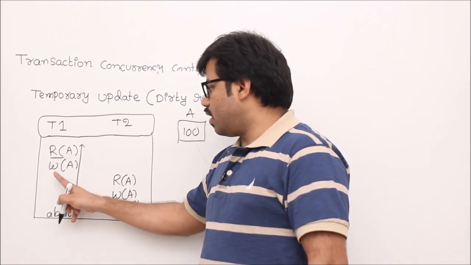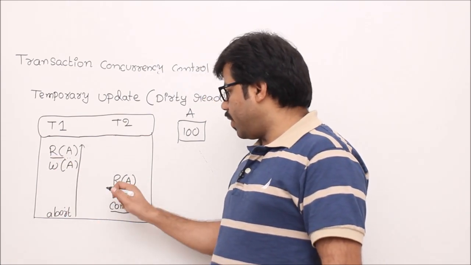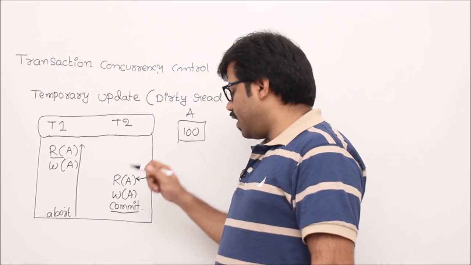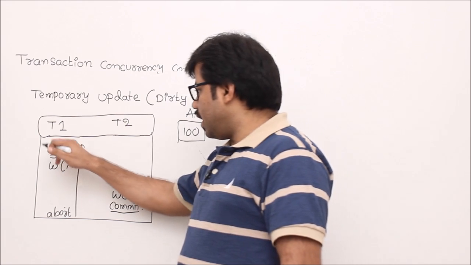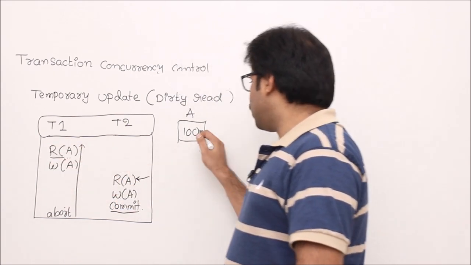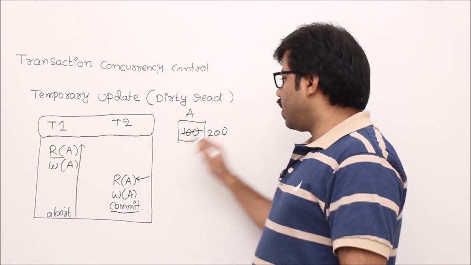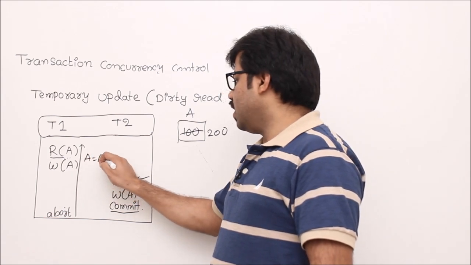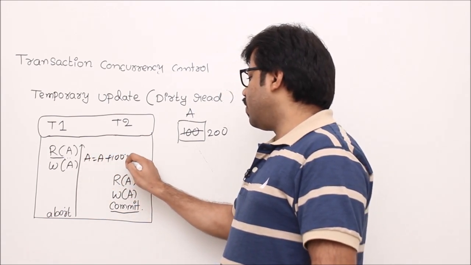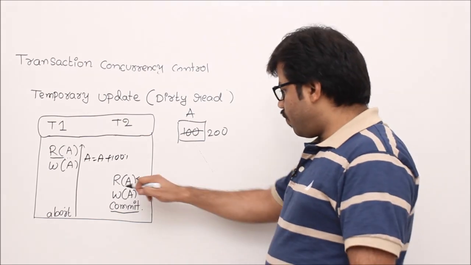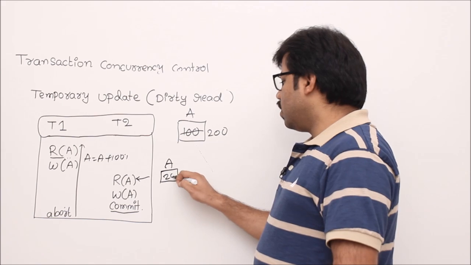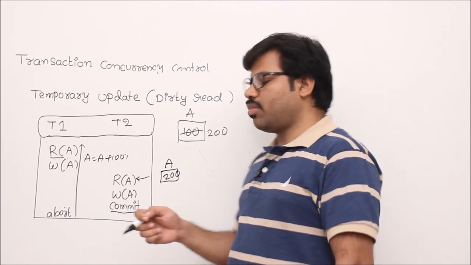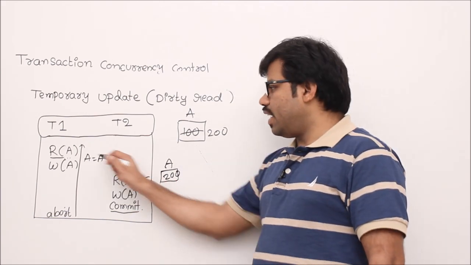Now read of A, write of A. Then after that what happened? T2 reads from the database. Example, initially A value is 100. Now T1's read and write is updating this to 200, let's say, because there is one hidden instruction, A equal to A plus 100. Now if T2 reads here, then it will see a value called 200, correct? So in our discussion from now onwards, I say that T2 is reading from T1.